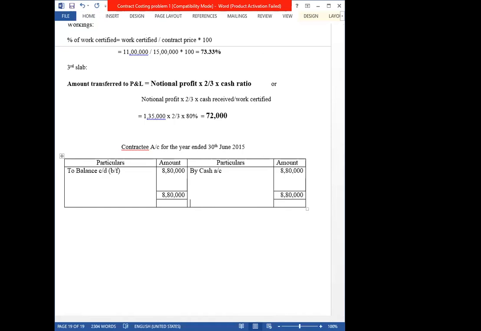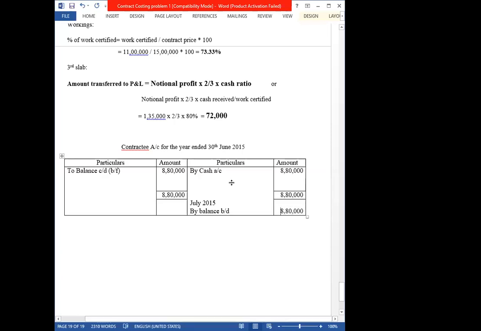1st July 2015, and write by balance brought down 8,80,000. When you are preparing next year's account, at that time you have to write this balance in the credit side as the first item. Okay, so contractee account is over.